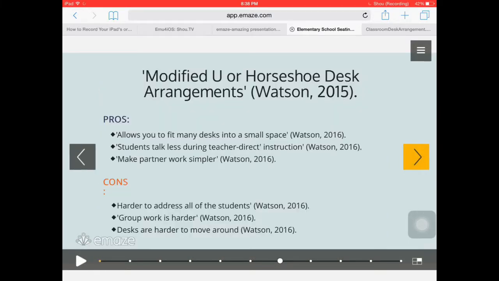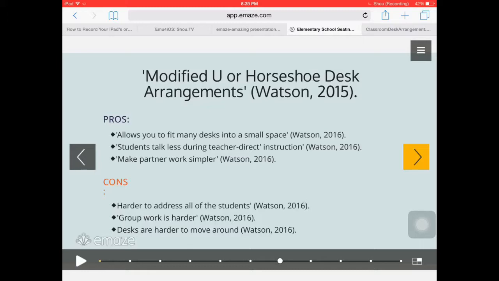So some pros and cons that Watson explains are right here, and we're going to focus first on the pros. Angela Watson explains that it allows you to fit many desks into a small space. So knowing that, we know that you can have a lot of students in this seating arrangement. So when we were first talking about factors that you need to think about, if teachers were to note that there's a lot of students in the class, they can think, I could do a modified U arrangement because I know that this arrangement fits a lot of students.